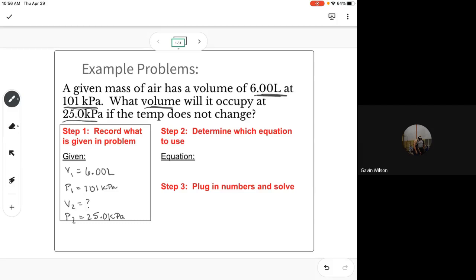All right, so if you have pressure and volume, which law will you use? Boyle's law, right? So the equation is P1 V1 is equal to P2 times V2. You do not have to memorize the equation either. And then you just plug in your numbers and solve. So P1 is 101 kPa. V1 is the 6 liters. That's equal to P2, which is 25 kPa, times V2, which we don't know.